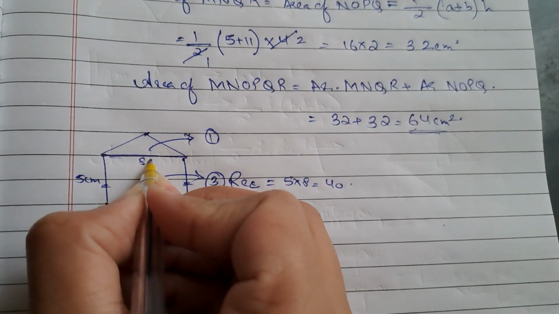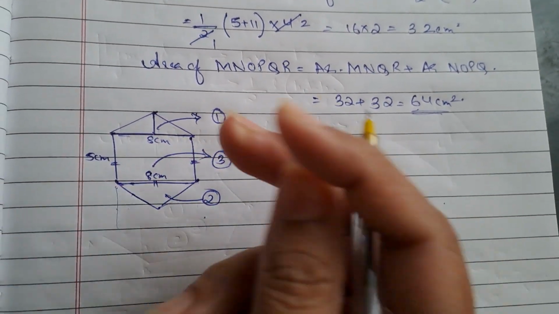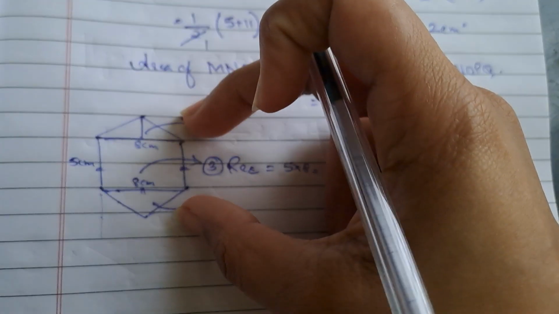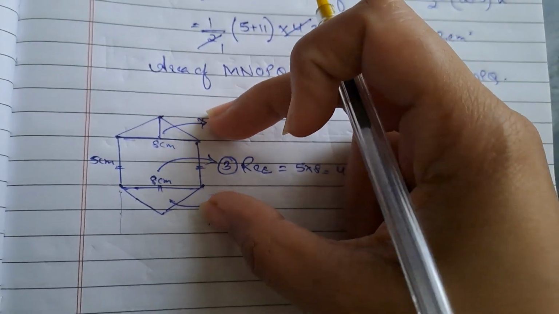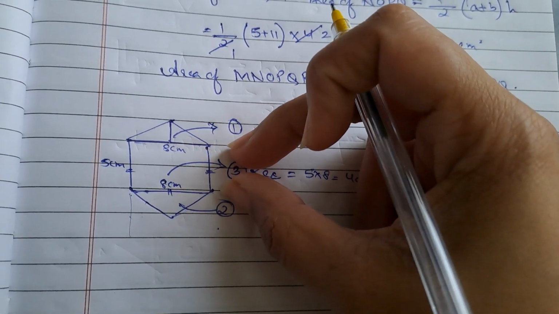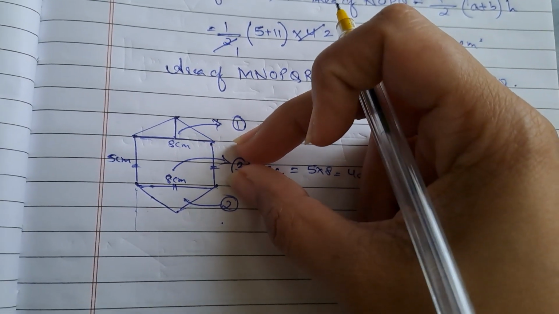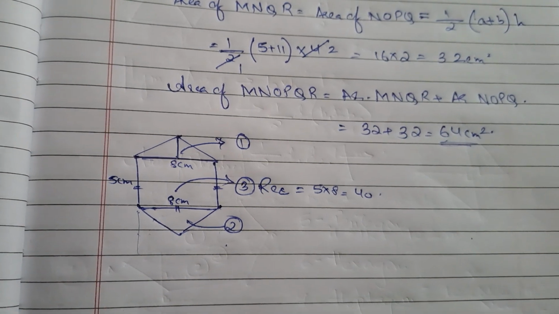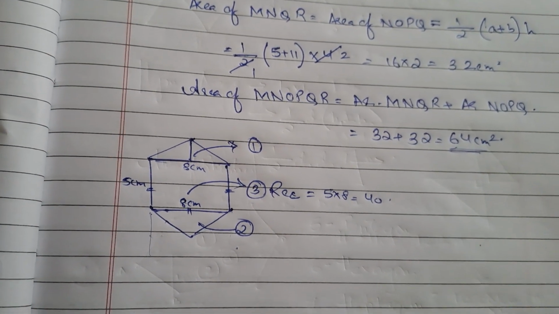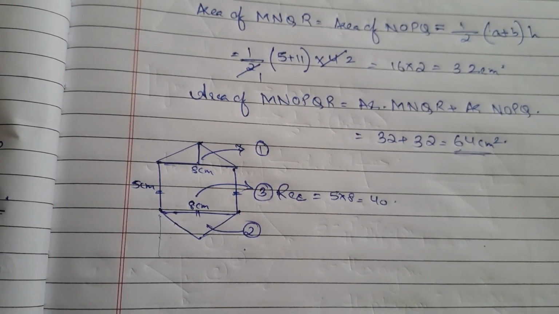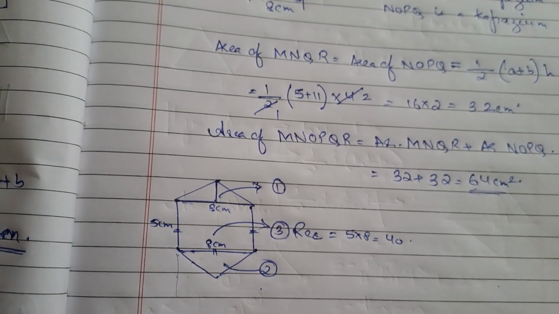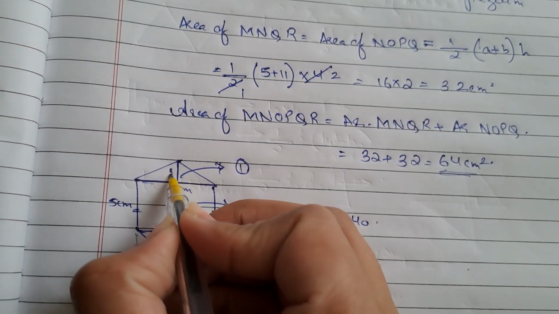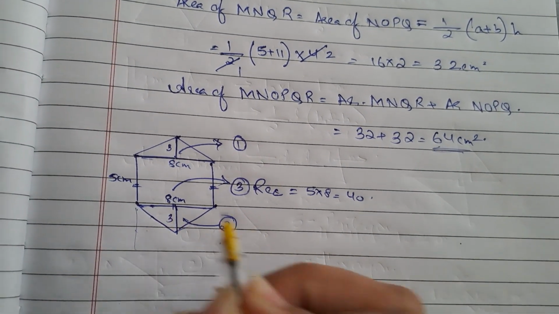For the triangle, we know that this is 8 centimeters. How about this height? The complete height given to me is 11. Out of that 11, I need to subtract 5. When I subtract 5 from 11, what will I be left with? 6. So 6 is to be divided into 2 again. This is going to be 3 centimeters and this is going to be 3 centimeters.